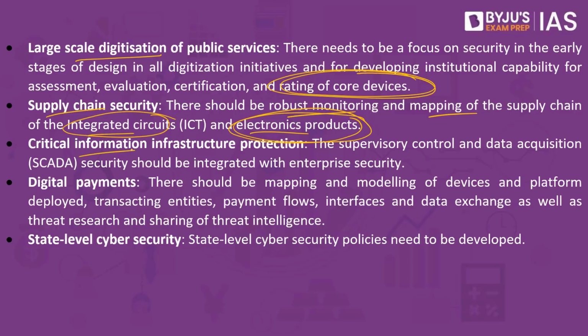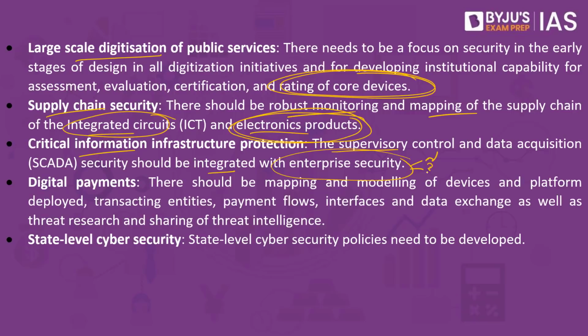Then we have critical information infrastructure protection, where the supervisory control and data acquisition security should be integrated with enterprise security. What do we mean by it? We have some critical infrastructure, let's say for example the nuclear energy or the power sector. These are all critical infrastructure. If there is no power, we would not be able to sustain ourselves. We would not be able to engage with our daily activities. If power is not given to the industrial bodies, the industrial bodies would not be able to function. So what we would have is a major problem if the critical infrastructure is hit.